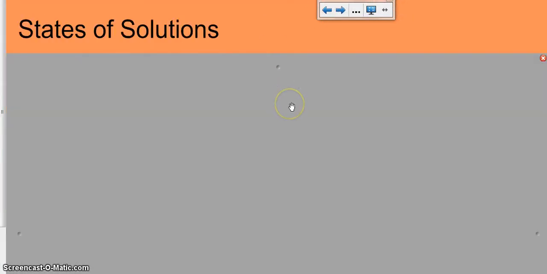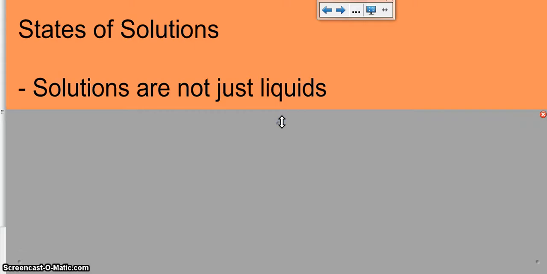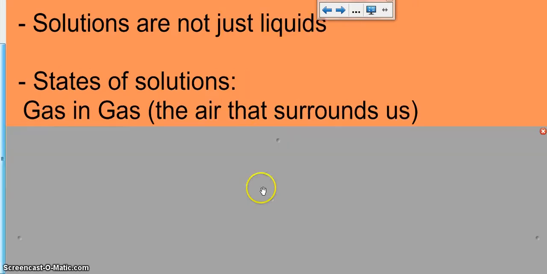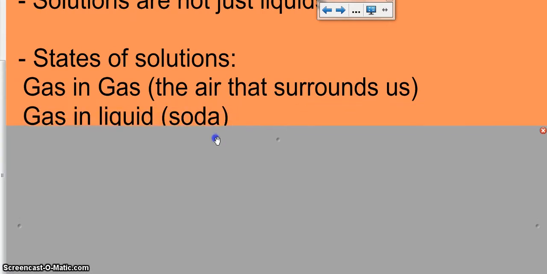Okay, now that you've written down some different solutions, I want you to look at these solutions. I don't know if your solutions that you listed were just liquids yet, but they don't have to just be liquids. For instance, a gas and a gas, right? The air that surrounds us is made up of all different types of gases. We have nitrogen and carbon dioxide and oxygen. All of that is in the air, and that's a mixture.